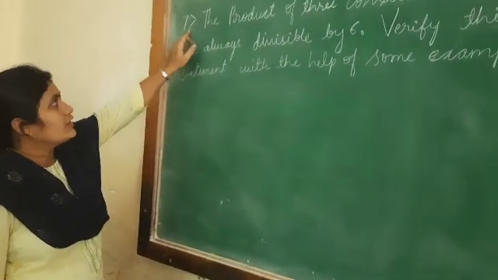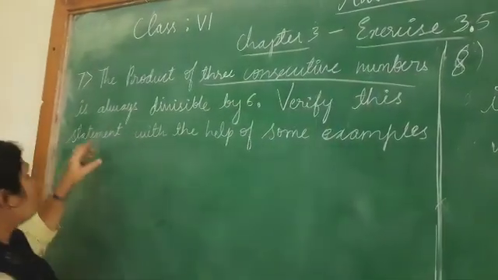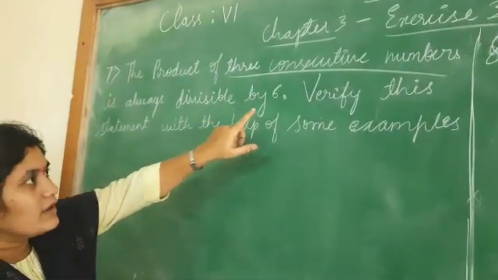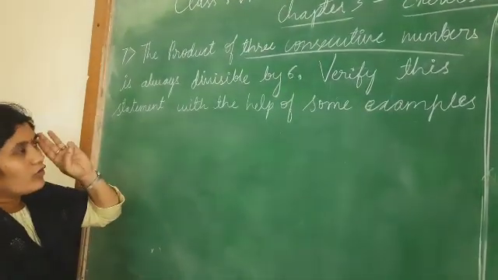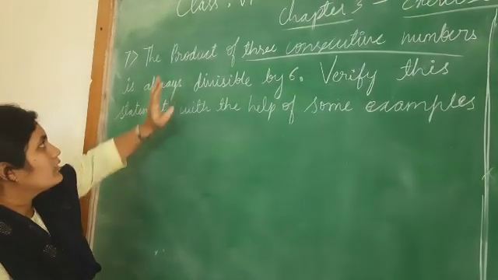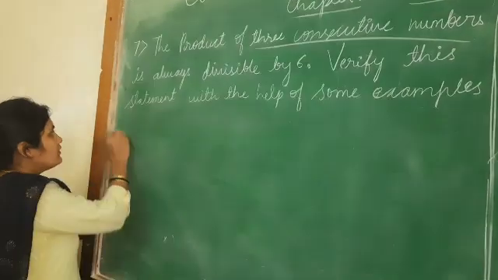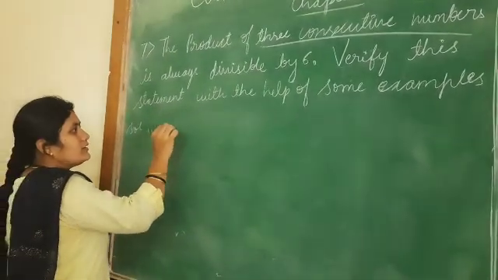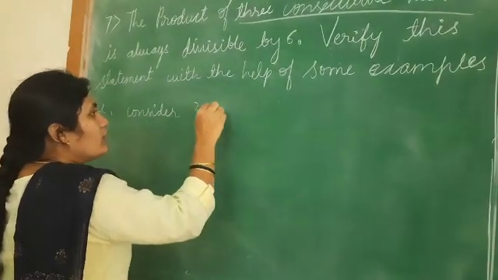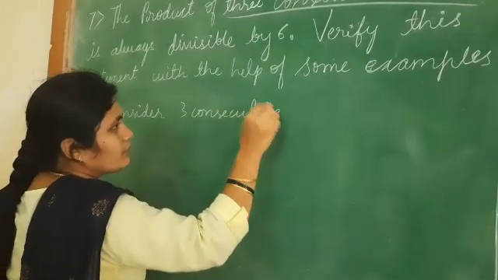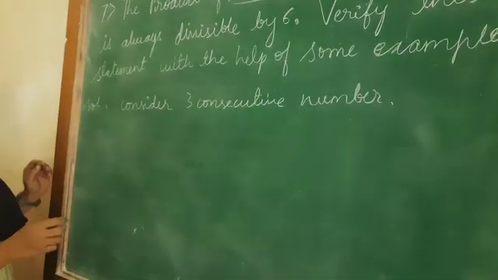Now let me move on to the seventh problem. The product of three consecutive numbers is always divisible by 6. Verify this statement with the help of some examples. You should consider three consecutive numbers and multiply them. Their product should be divisible by 6. So the solution for this problem is to consider three consecutive numbers. Any three you can consider.